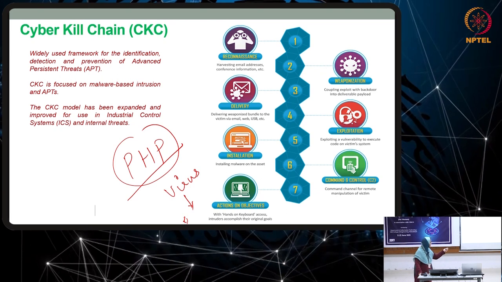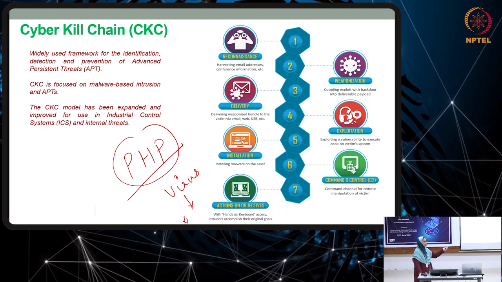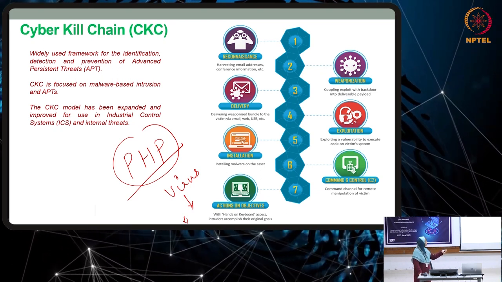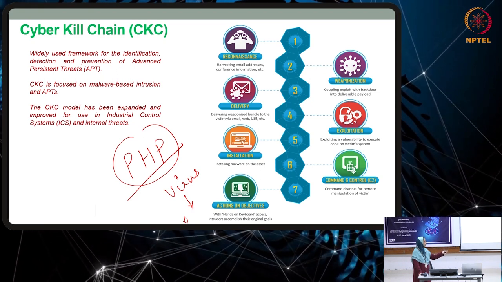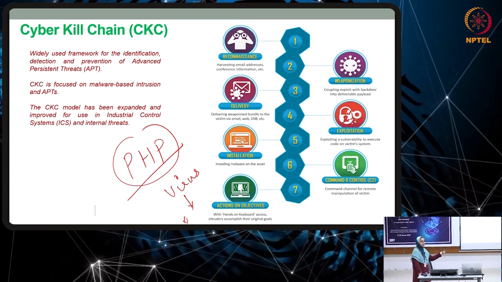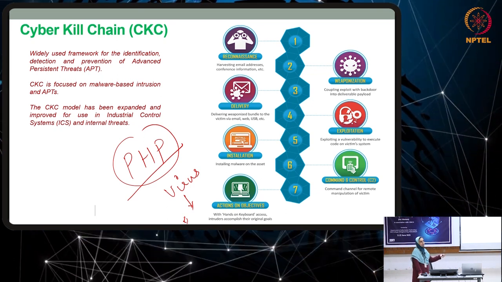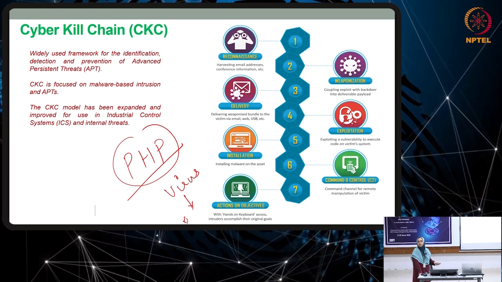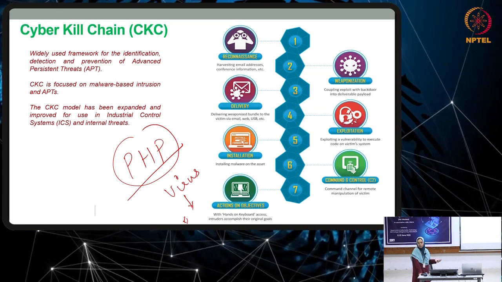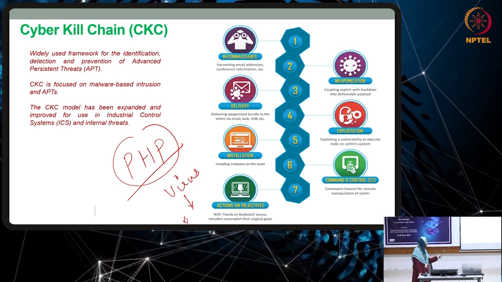So to summarize, you start with reconnaissance, you go to weaponization, you do the delivery, you do the exploitation, you do the installation, you get control on the machine, and whether your objective is achieved or not. So that's going to be the cyber kill chain methodology, right? So clear on this, right?